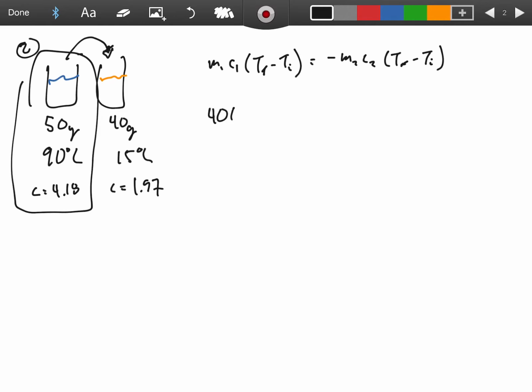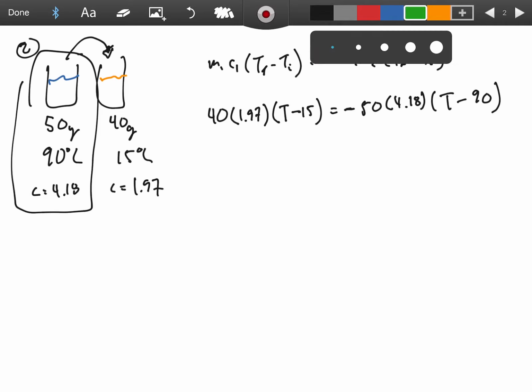So I'm gonna have 40 times 1.97 times T minus 15 equals negative 50 times 4.18 times T minus 90. All right, and I'm set up. And I can check, right? My negative side has the hot temperature, positive side has the cold temperature. Feel like I've got a T on both sides of the equation, so I can solve for it.